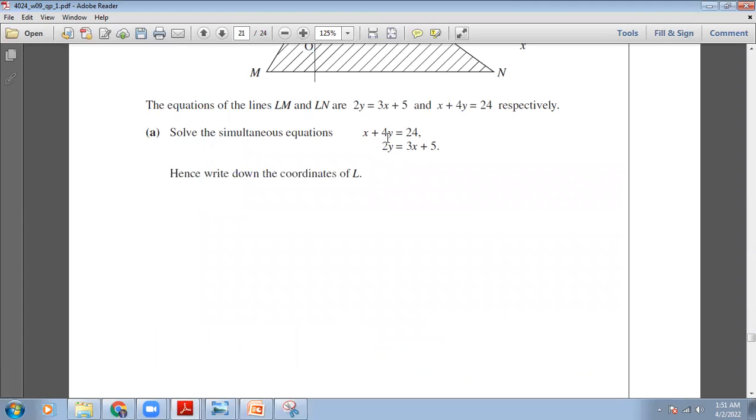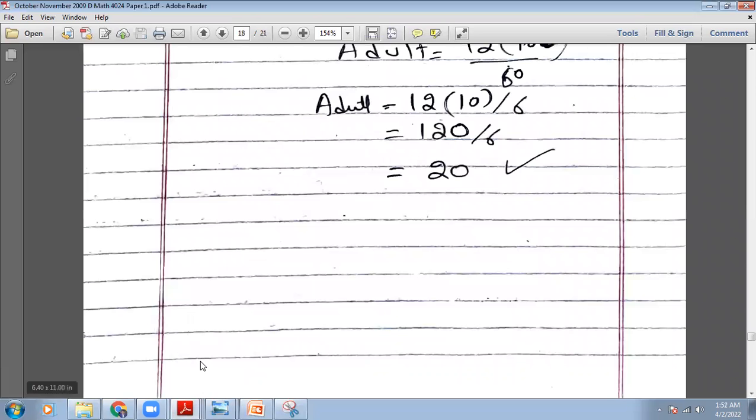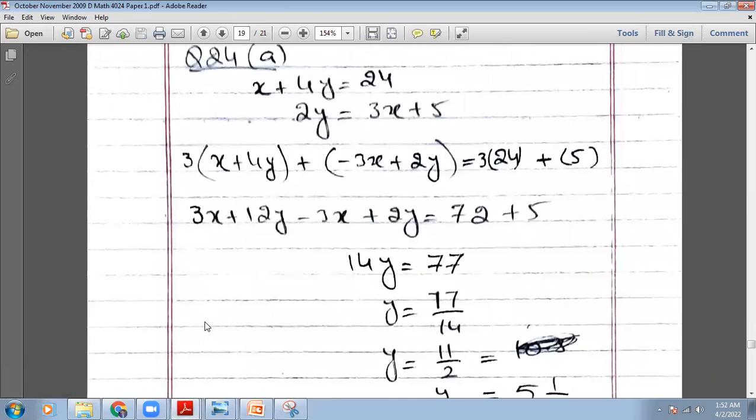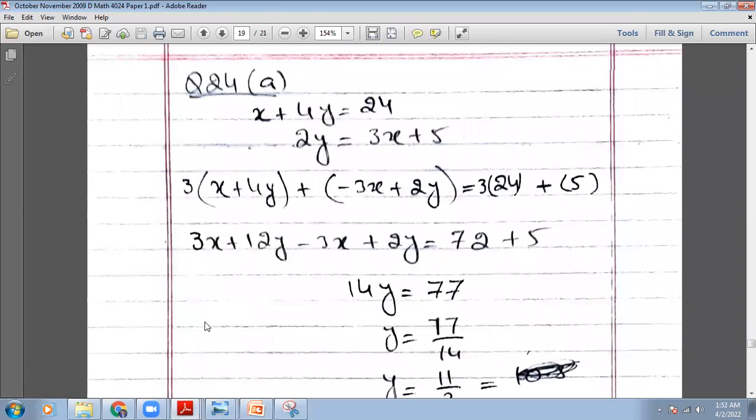So we are going to solve these two equations. So very simple. It's a simple inequality. Sorry, they are simultaneous equations. So we have to solve them simultaneously. So x plus 4y equals 24. So 2y equals 3x plus 5. So my strategy is I will multiply this with 3 and then I will add in this equation.